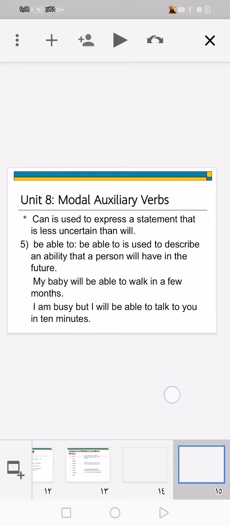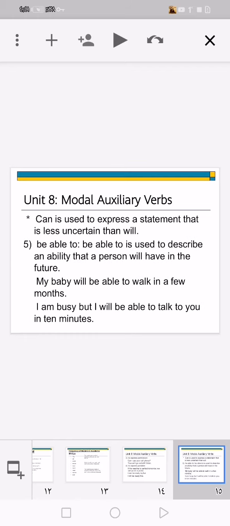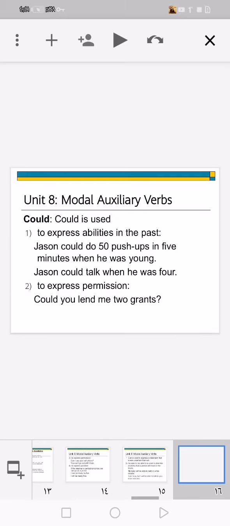Be able to is also considered a modal auxiliary verb. Be able to is used to describe an ability that a person will have in the future. My baby will be able to walk in a few months. Another example: I am busy but I will be able to talk to you in 10 minutes.